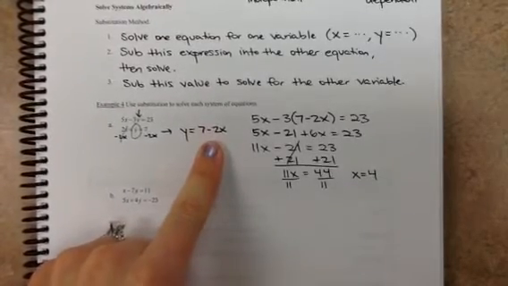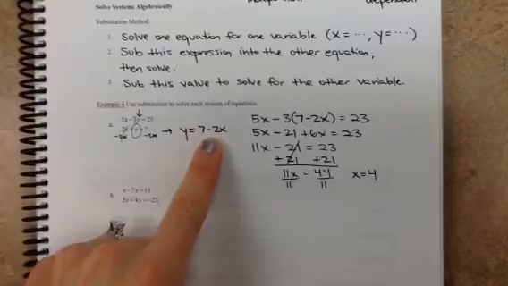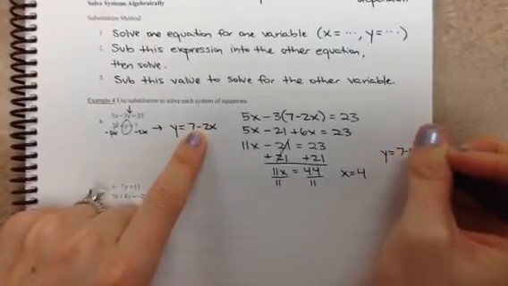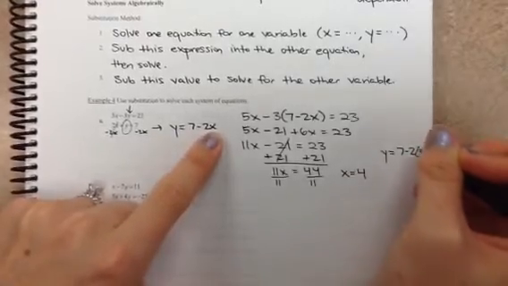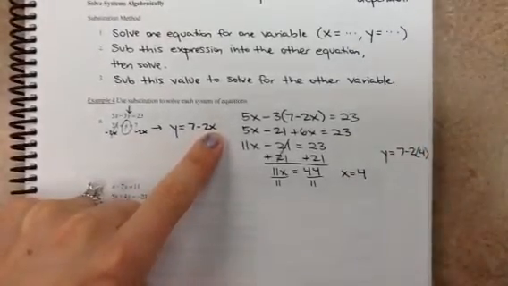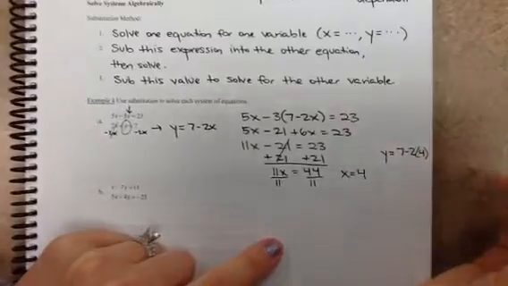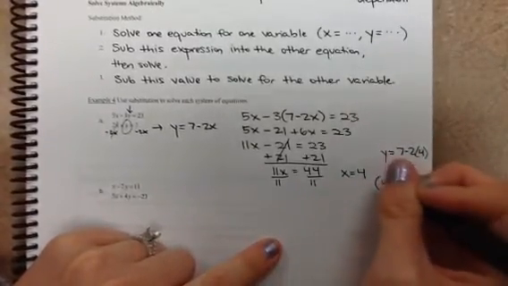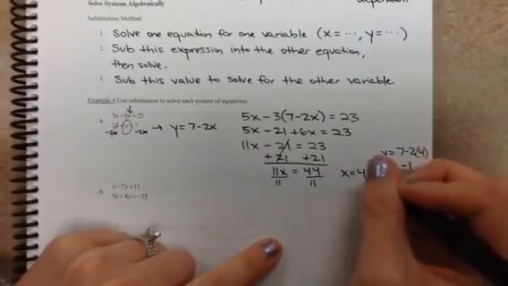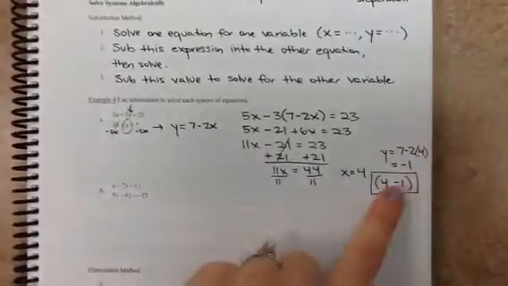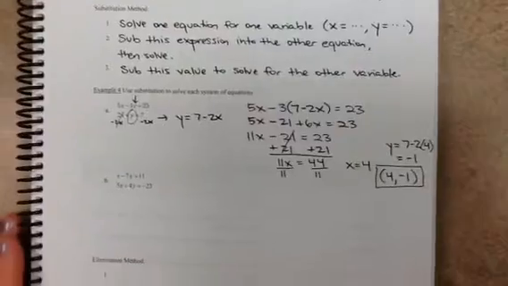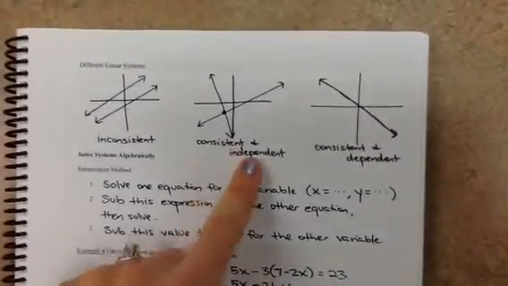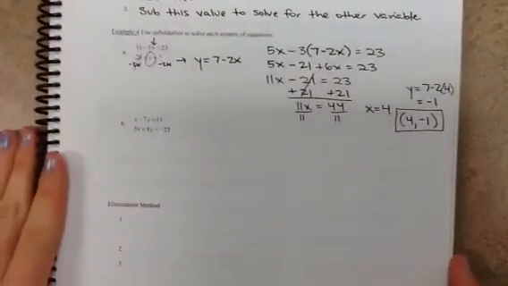Then I'm going to sub it back into this equation, because this equation is already solved for y. So next I have y equals 7 minus 2, but instead of x, I'm going to replace it with a 4. So this is 7 minus 8, and 7 minus 8 is negative 1. Your answer should be written as an ordered pair, x first, then y. Remember what this means: if I were to graph these equations, this is the point where they would intersect each other. Just one point, which means it's a consistent, independent system from that last video.